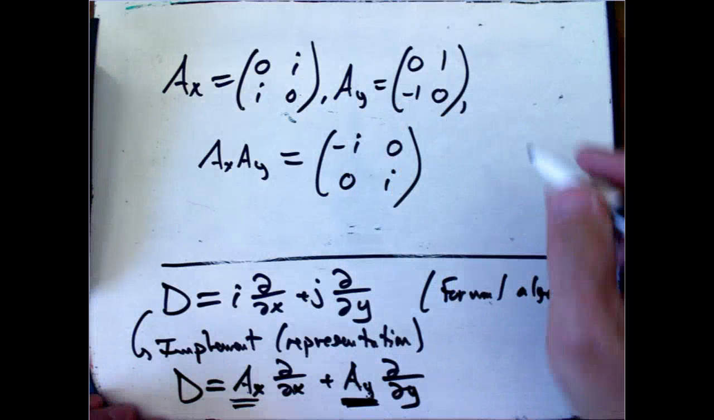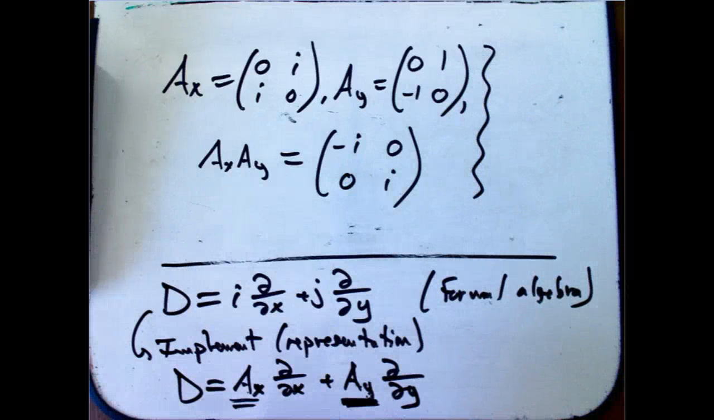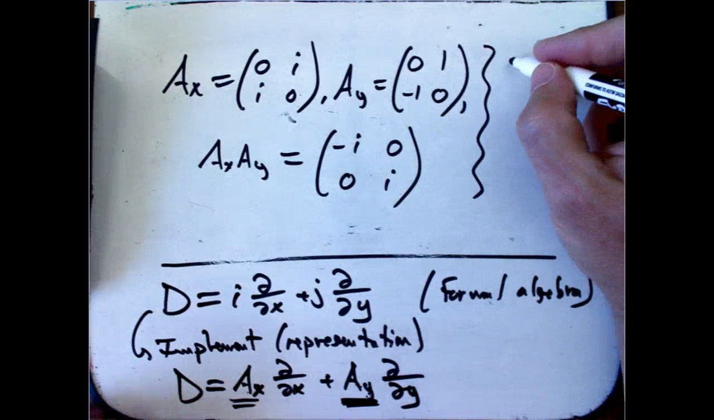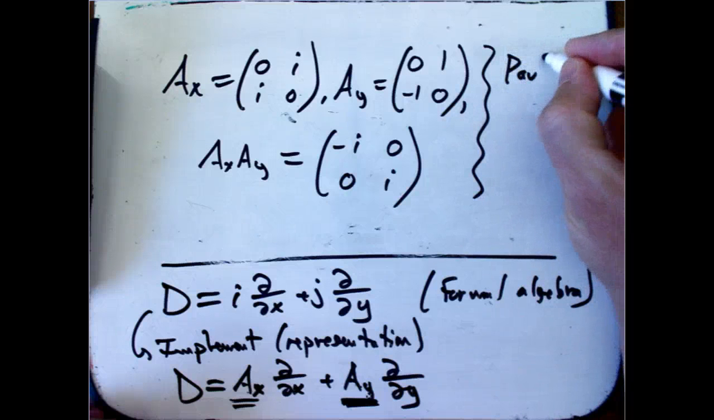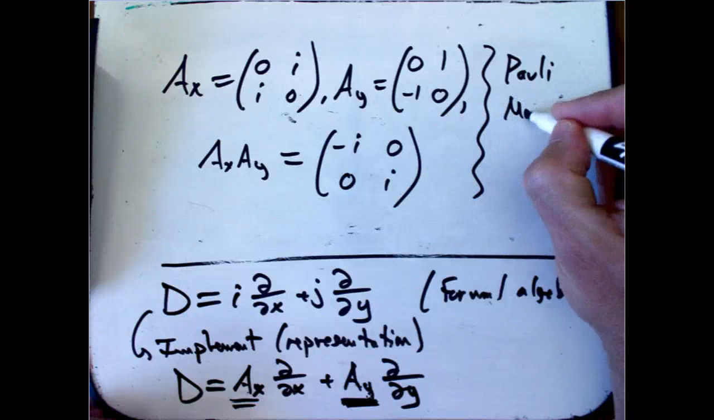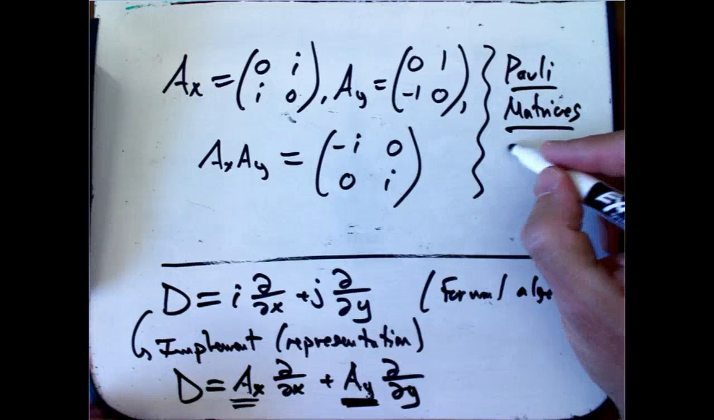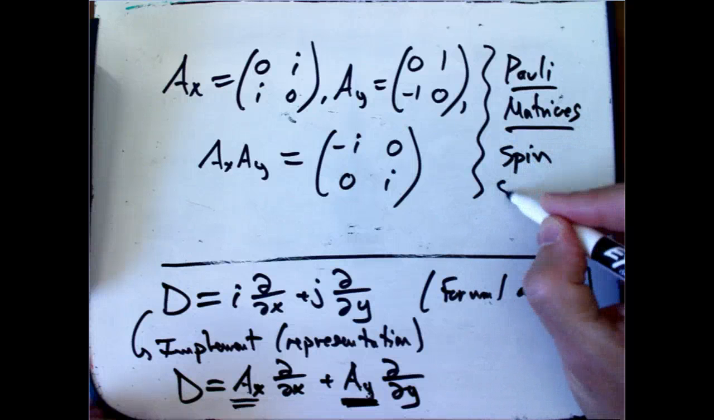Okay. In case you've seen anything like this, you're probably wondering why isn't he saying certain words? These are related to, they're not exactly the same, there's a factor of i that you have to fudge in a certain way. These are called the Pauli matrices. And they have to do with quantum mechanical spin and what are called spinors.